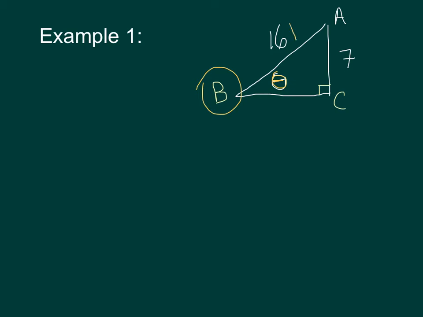So I know 16 is my hypotenuse. BC, which has nothing on it, is my adjacent. And then AC, the 7, is my opposite side. Looking at this and knowing SOHCAHTOA, I know I'm going to use sine. That's because I know both my opposite and my hypotenuse. I don't know anything about my adjacent side, so using one of the ratios that uses the adjacent side wouldn't really help me.